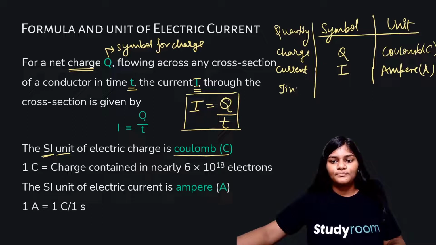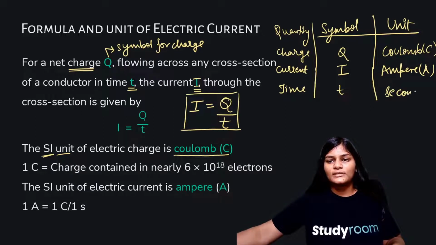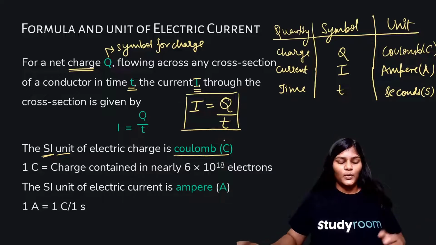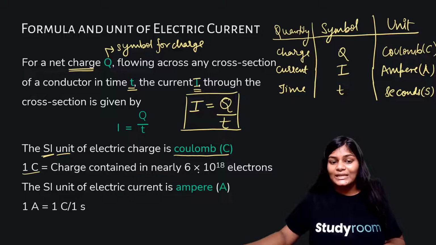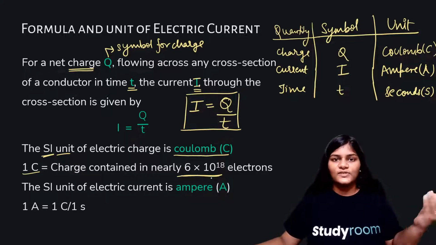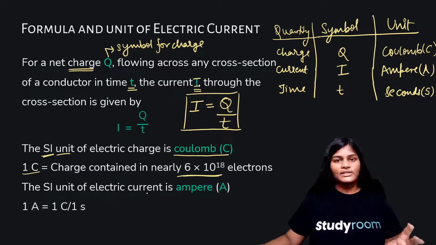Then time, what is the symbol for time? It is small t, and the unit we have always been referring to time in is seconds, or small s. So these are the things that you have to remember: the symbol and the unit. We can say that 1 coulomb of charge is the charge contained in nearly 6 into 10 to the power 18 electrons. This is just for you to remember, nothing that you have studied about. This is just a fact. And the SI unit of electric current is ampere, that we know.